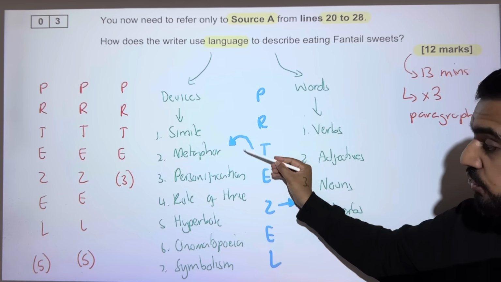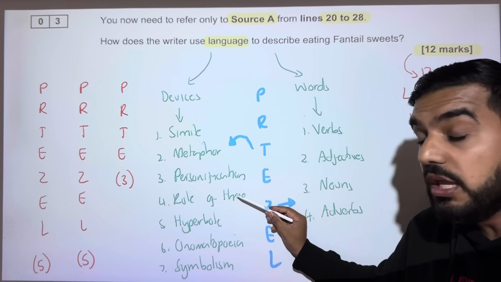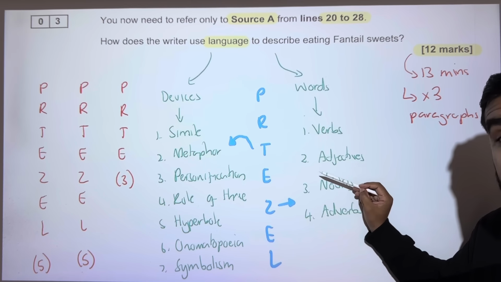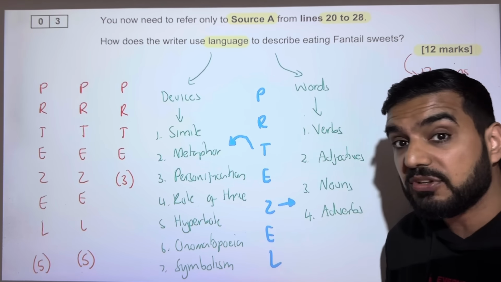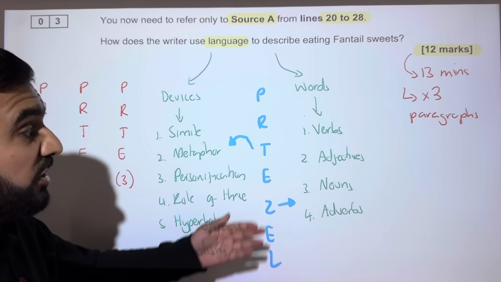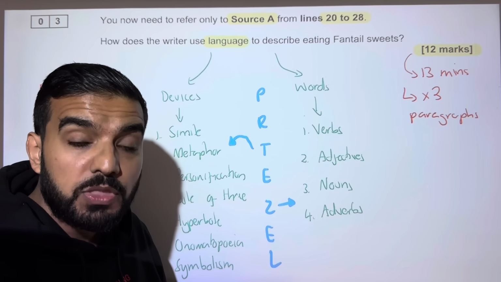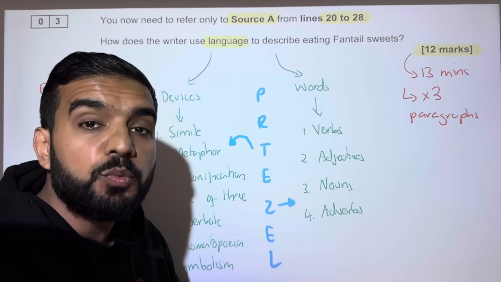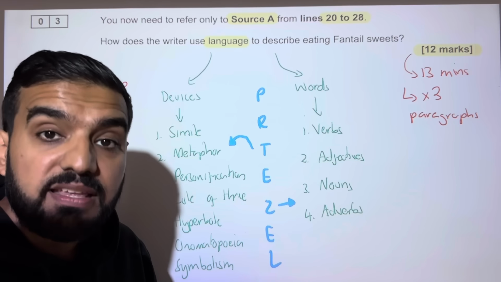Or you can do two language devices. Or if you can't find any language devices, you can just do verbs and adjectives and nouns. It's absolutely fine. They are full mark answers where students just analyze this stuff. But on the day, you keep your options open. Decide what's available for you and what isn't available.